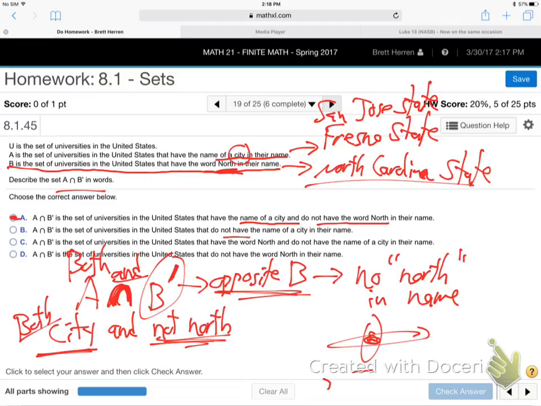You can tell. This one says do not have the city. No, that's not right. Have the word north. No, they're supposed to not have the word north. Do not have the word north. That has that part, but it didn't say anything about the city. So D's not right either. It's A only.